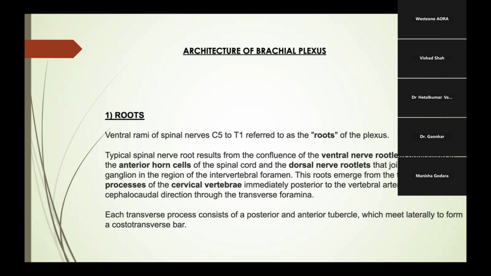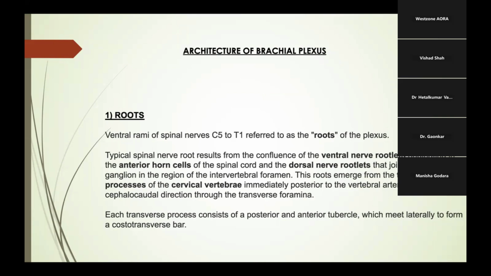The architecture of the brachial plexus is divided into five divisions. We'll be going on with the first one, that is the roots. The ventral rami of the spinal nerves C5 to T1 are referred to as the roots of the brachial plexus. These spinal nerve roots mainly result from the ventral nerve rootlets originating in the anterior horn cells of the spinal cord and the dorsal nerve rootlets that join in the spinal ganglion in the region of the intervertebral foramen.